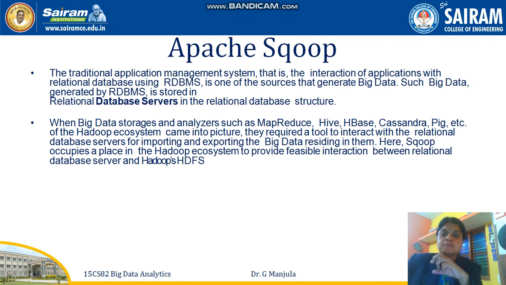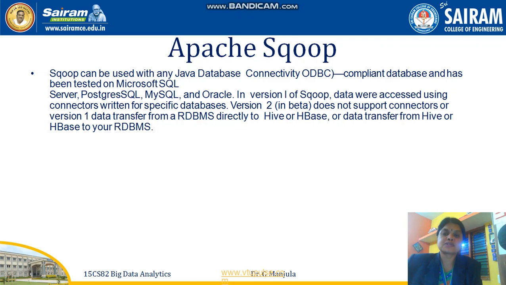Here Sqoop occupies a place in the Hadoop ecosystem to provide feasible interaction between the relational database server and Hadoop's HDFS file system. So this is the history of how Sqoop came into the picture with big data. Sqoop is used with Java database connectivity, that is JDBC, or ODBC, and it has been tested with Microsoft SQL and PostgreSQL.